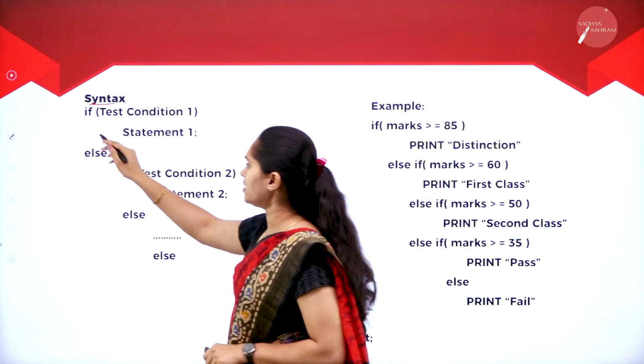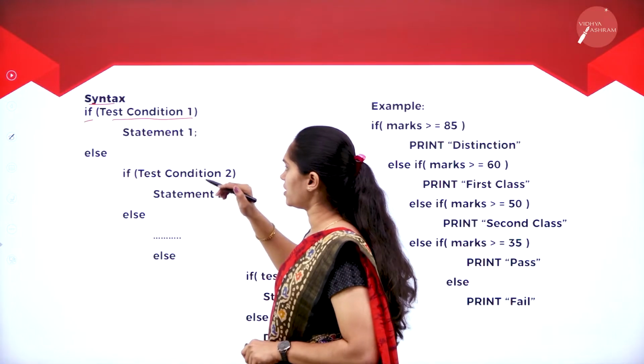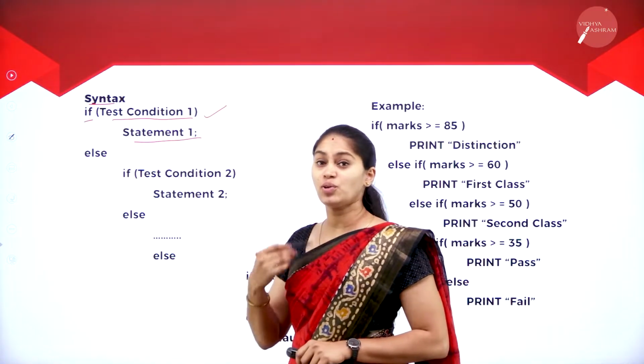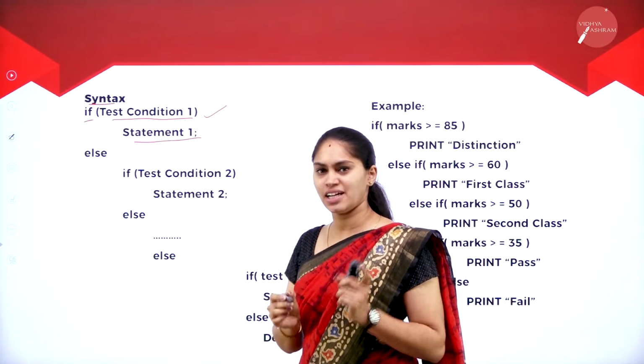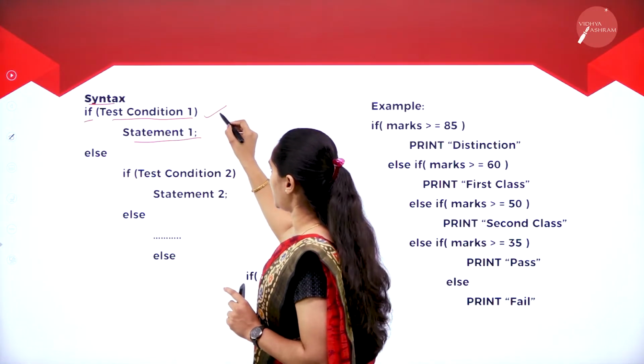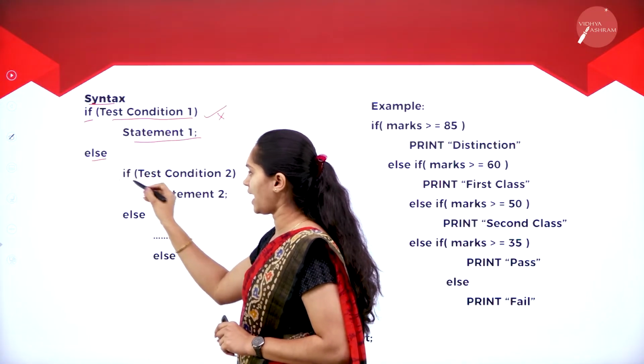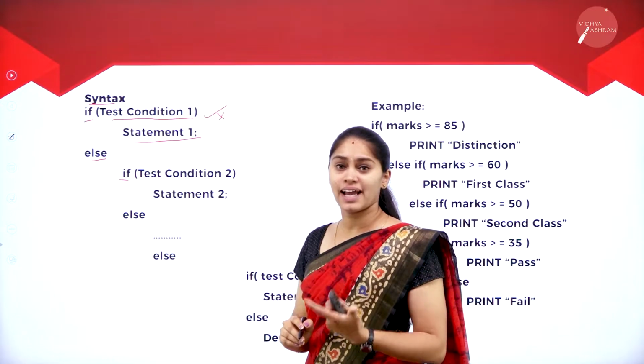Okay. So here, if test condition 1 becomes true, then statement 1 is going to execute. What if test condition 1 is false? If test condition 1 becomes false, then it will come to the next statement, that is what? Else if, or we are going to call that elif also.